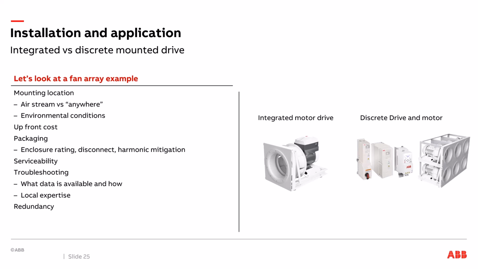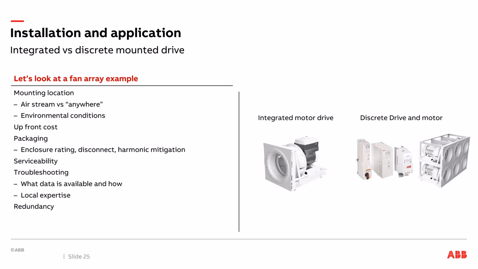And I've mentioned packaging a couple times, but again, just to bring that up, especially with that discrete drive and motor solution, you've got flexibility in the enclosure rating. You can get a disconnect on it. You get harmonic mitigation, so you've got a lot more flexibility on that discrete drive and motor from the packaging aspect.